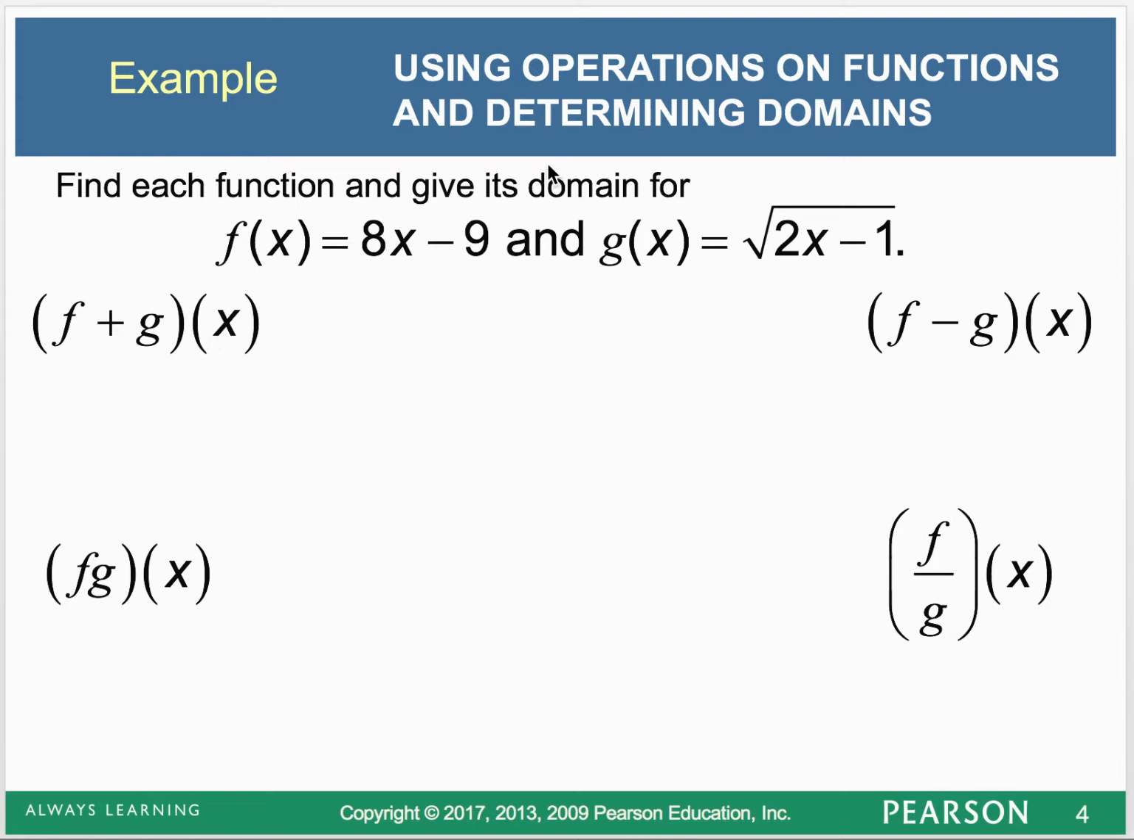Although this one also asks us to give the domain for each one. So if I'm combining functions, first thing I might want to do is find the domain of each one. Remember, if I do not have a radical or a denominator with a variable, then my domain is all real numbers. So for f, my domain is just negative infinity to infinity. Okay, and for g, though, I do have a radical.